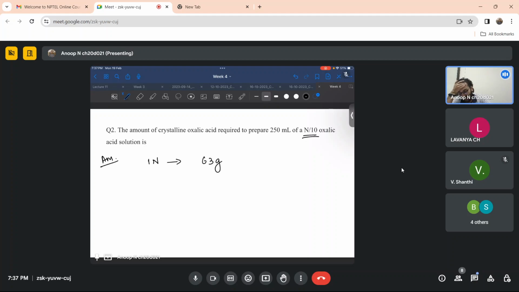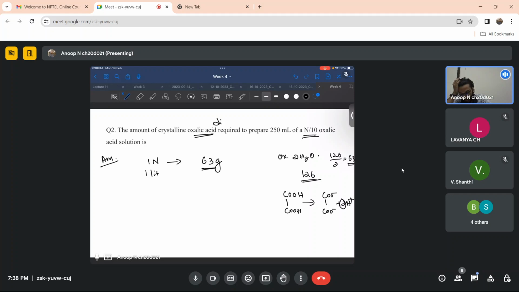So it is oxalic acid dihydrate, that is nothing but oxalic acid dot 2H2O. So the molecular weight is, I think, 126. Oxalic acid, you can write COOH, which gives COO minus COO minus plus 2H plus. Since 2 is coming, equivalent weight is 126 divided by 2, which is 63. So equivalent weight is 63. That means to prepare one normal solution in 1 liter, you need 63 gram.